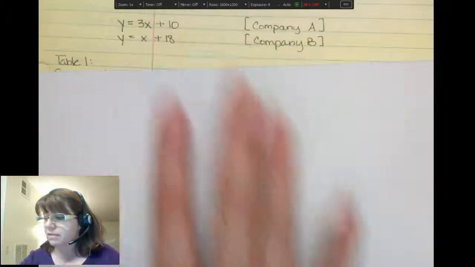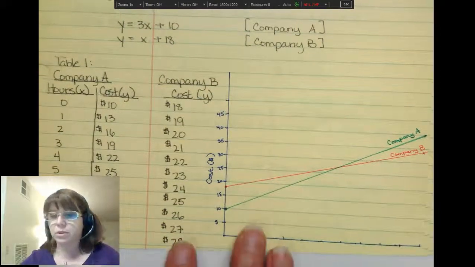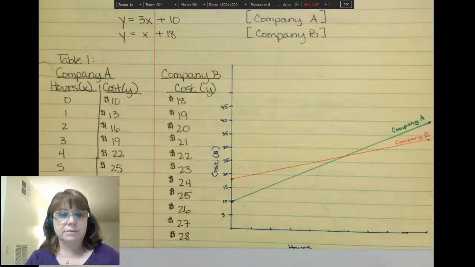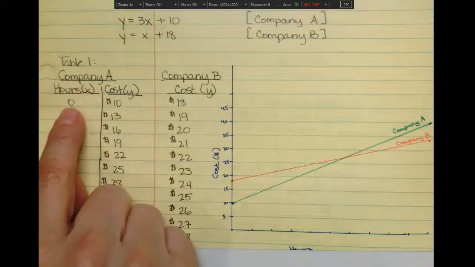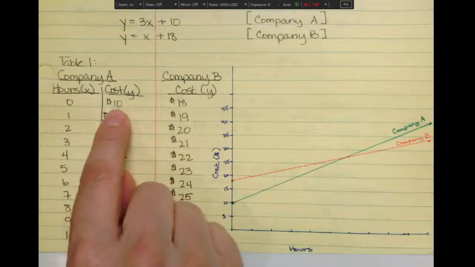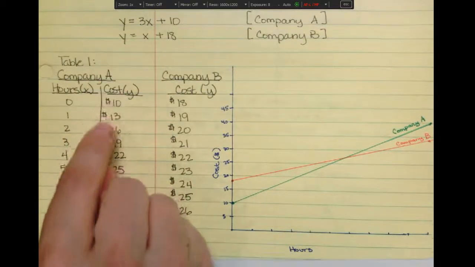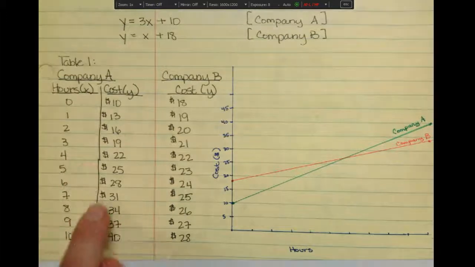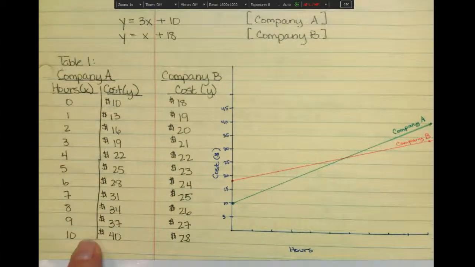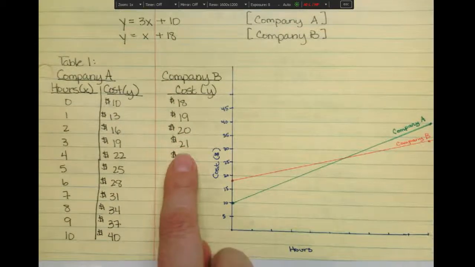So what I can do is fill in the table. I just filled in the first 10 hours of use. So let's see. For 0 hours, I plug it into my equation, 3x plus 10, the cost will be 10. For 1 hour, it will be 13. For 2 hours, it will be 16, and so on and so forth, all the way down to 10 hours. Likewise, I used 0 hours all the way to 10 hours in company B's cost, and I can get 18, 19, 20, 21, and you can see the difference is a dollar for each next hour of use.